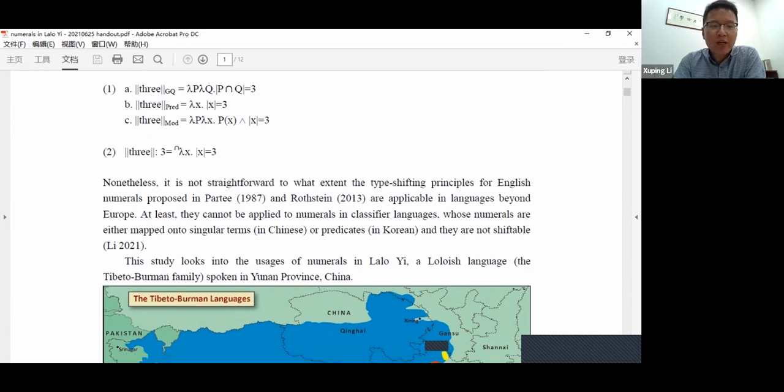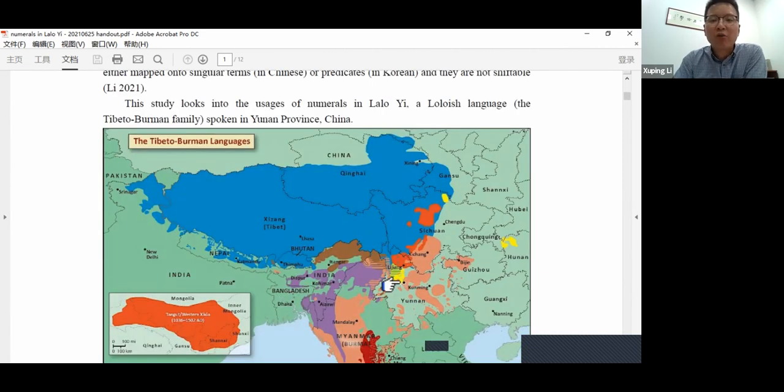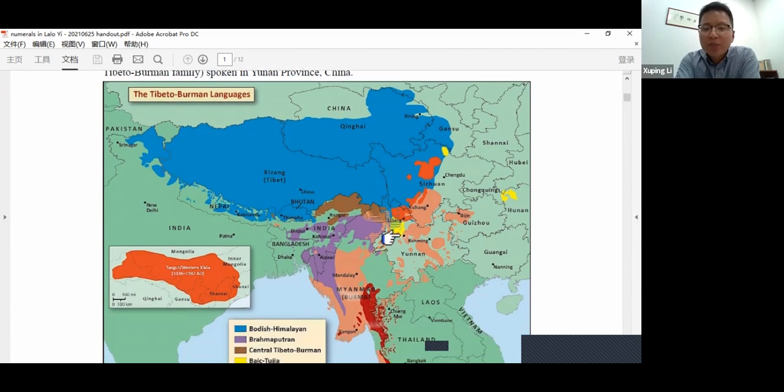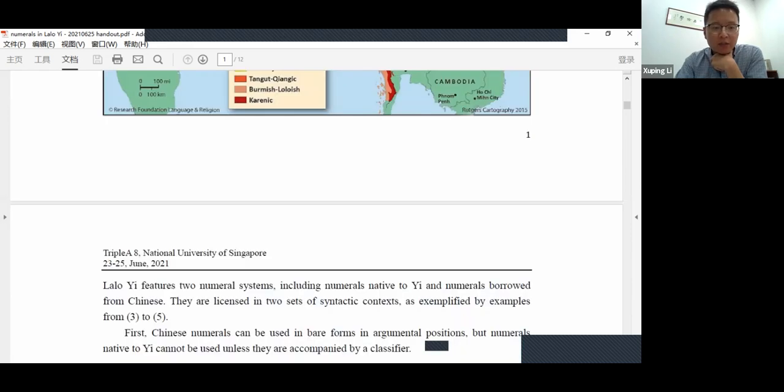Now in this talk, we're going to look at the numerals in Lalo Yi, which is a Tibeto-Burman language spoken in Southwest China. As you can see on the map, the language I investigate is where the index finger pointed. It's spoken in Yunnan province. Okay. All right. Now let's get into the details.